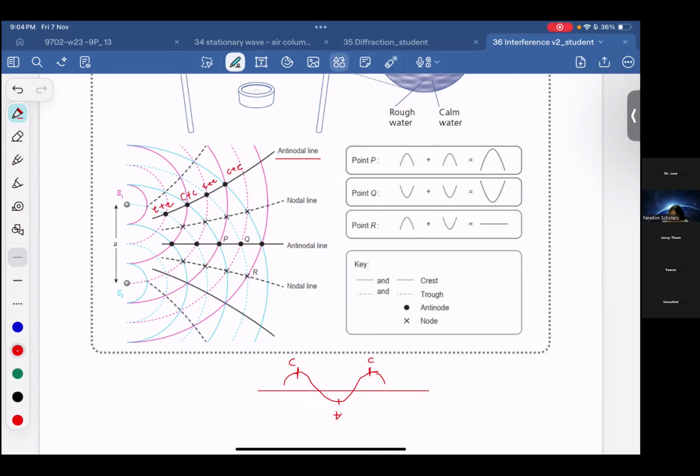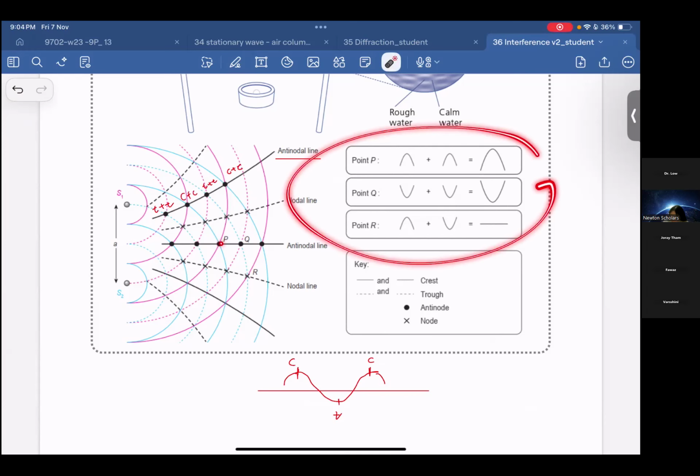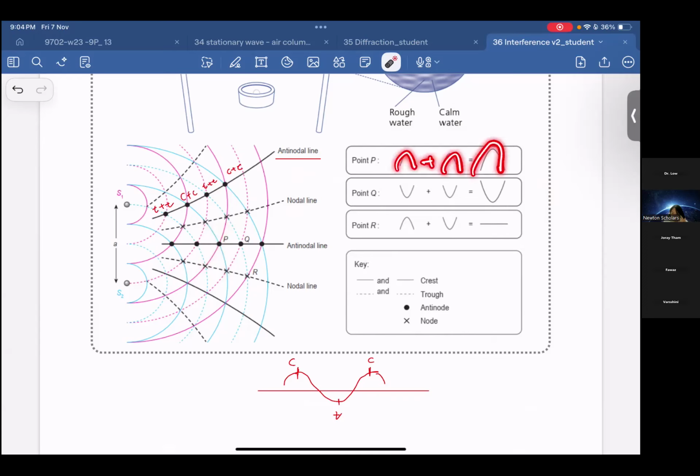Okay, so here in this diagram, they show point P. Point P is where two solid lines from two sources meet. So it's crest plus crest, we get a bigger crest. So constructive. Point Q, trough plus trough, so we get a bigger trough, also constructive.